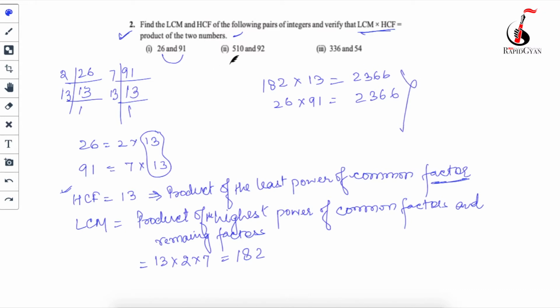Let's go to your second question. Your second question is saying 510 and 92. I will go to the next board. So what you will have to do, the two numbers are 510 and 92. So let's find the HCF and LCM first.